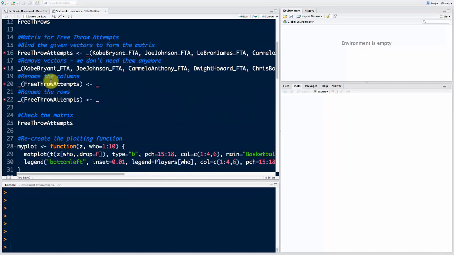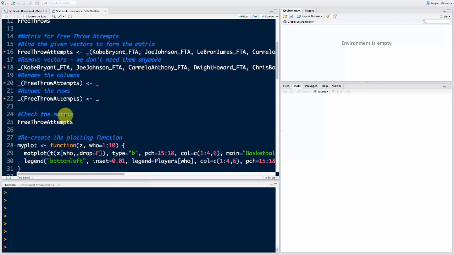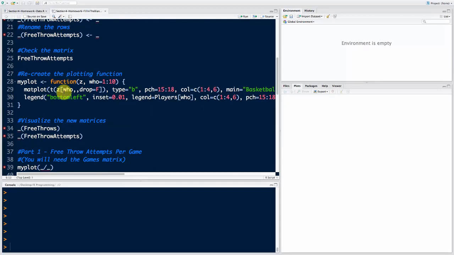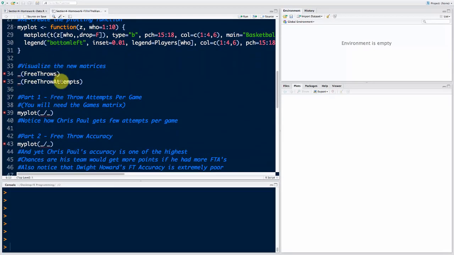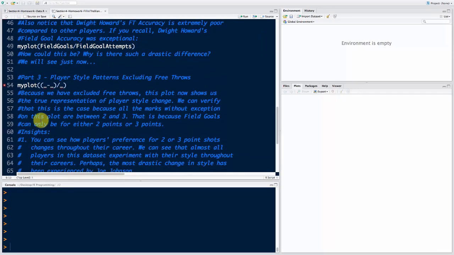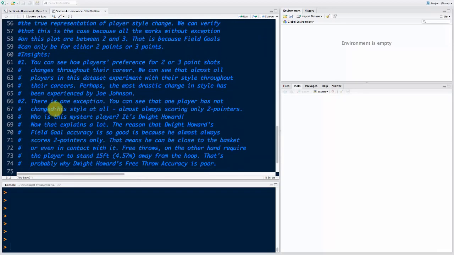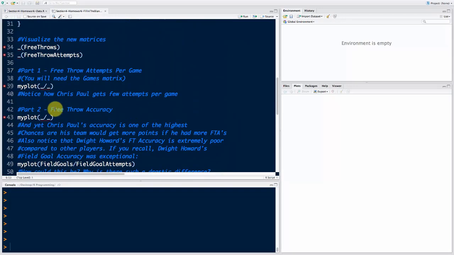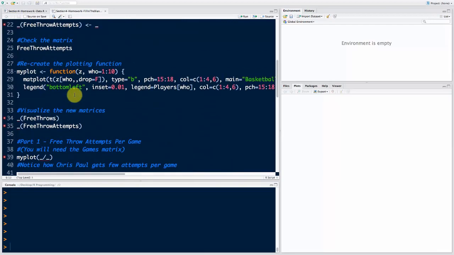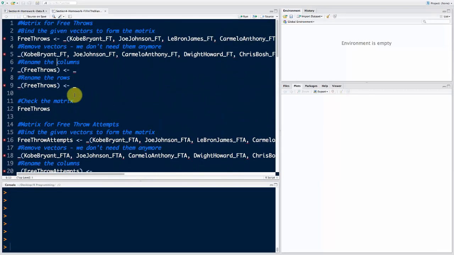So basically this is creating the matrix, and it's got all the comments here. Then you check the matrix, then you create the other matrix for the free throw attempts, and then you check the matrix. Then you need to recreate your plotting function because we'll be using that. Then you can just visualize the matrices quickly. And then we've got the part 1, part 2, part 3. And I've actually put in a lot of comments this time because the insights are that interesting. And once you get to this stage, make sure to read through the comments, or just visit the solution for this section. It'll be at the end of the course, and there we'll walk through the insights together. They are quite fascinating as always.